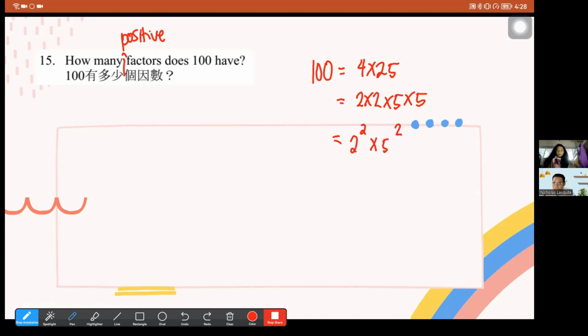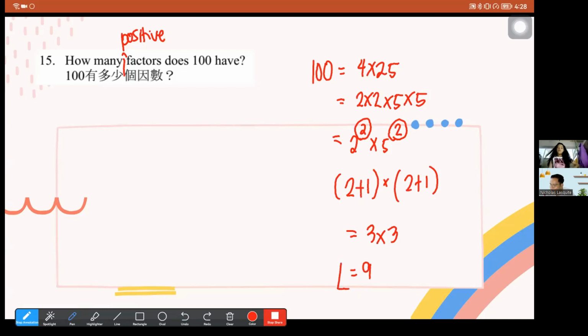And then the next step is use the exponent. The exponent here is 2, the exponent here is 2. So 2, you keep on adding 1, 2 plus 1, close parenthesis, times the exponent here, which is 2 again. So 2, you keep on adding 1, so you have plus 1. So the answer here is 3 times 3, which is equal to 9. Okay? So if you're looking for how many positive factors does 100 have, then that would be 9.